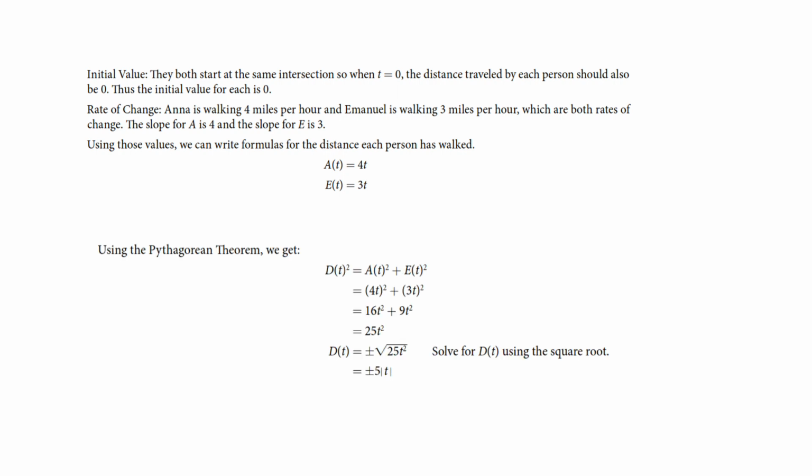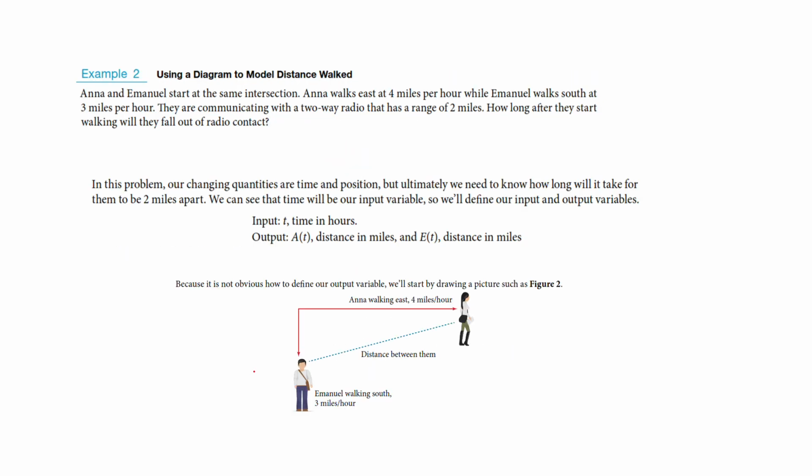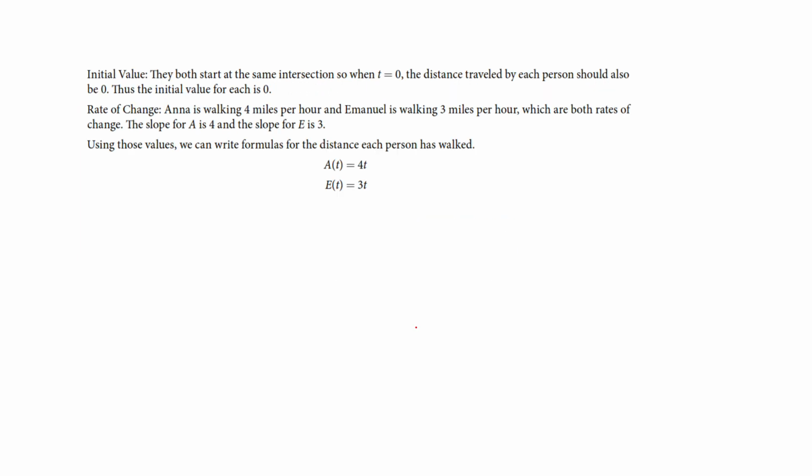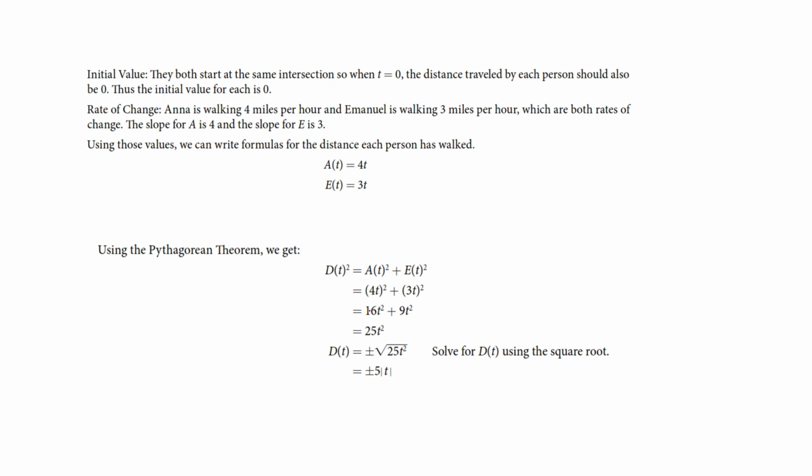Now, what it's saying, if you even caught what this story is saying, is that at some distance between them, the radio that they're each holding on to is going to cut out. And so when this distance is 2 miles, then the radio cuts out. So look what we're going to do here. Again, this is pretty clever. Never seen a problem quite like this before.